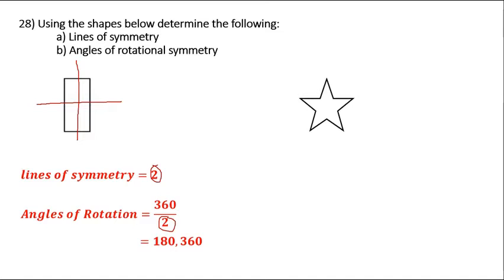So that gives me 180. And then from here, to get my next angle, I just add the same angle again until I get to 360. Okay, so add 180 again. So my two angles here are right here.